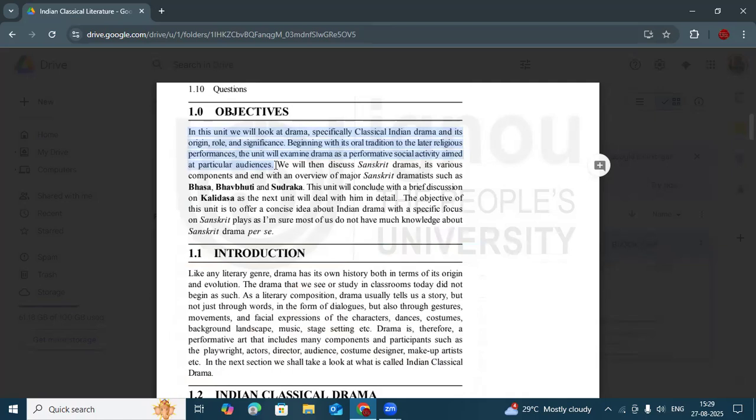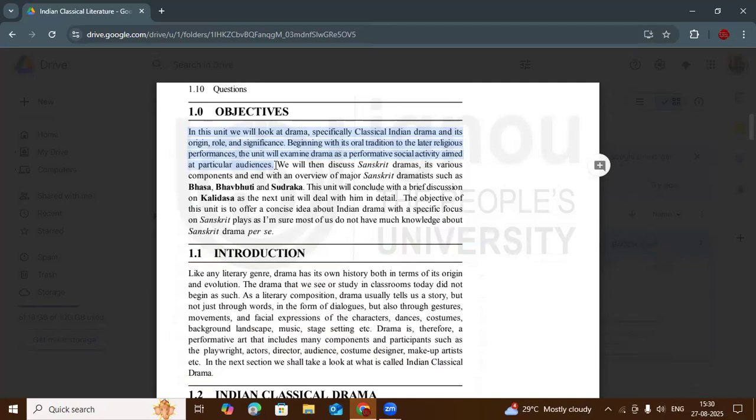So these all are Sanskrit. These all are famous Sanskrit dramatists. What are their names? Bhasa, Bhavati, and Shudraga. So you need to remember their names, okay, because they are great. They are some of the best Sanskrit playwrights.